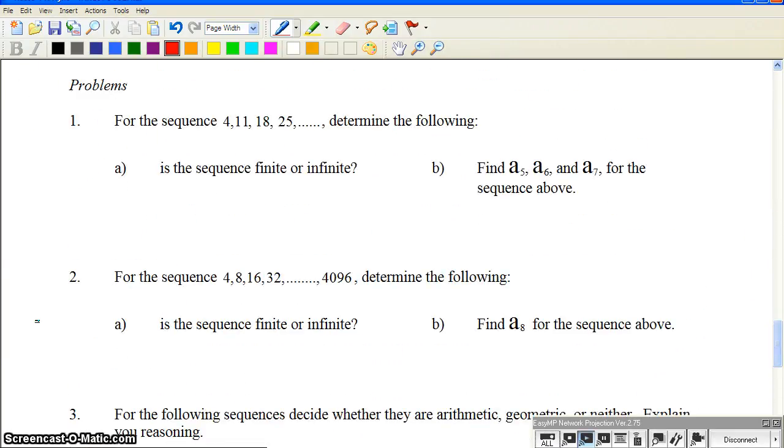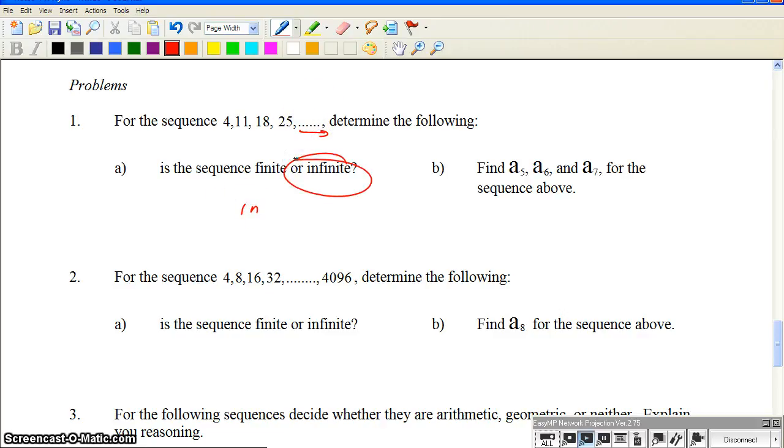All right, so some problems here. By the way, in your notes I redid this one and redid that one last minute because I wanted to represent it a little bit differently to you. So make those changes. But anyways, is this sequence finite or infinite? That means it goes on forever. The dot, dot, dot at the end.